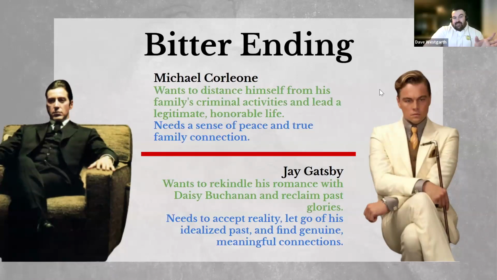These 2 are bitter endings. For anyone who's seen these films, what Michael Corleone wants is to distance himself from his family's criminal activities and lead a normal life. What he needs to do is find a sense of peace and true family connection. In the end, he gets neither of these, and it becomes a bit of a tragedy, his story. And it's similar for Jay Gatsby. He wants to rekindle his romance with Daisy and reclaim his past glories. But what he needs to do is accept reality, let go of that idealized past, and find some more genuine, meaningful connections in the moment. Again, anyone who's seen The Great Gatsby, you'll probably remember he ends up getting neither of these.